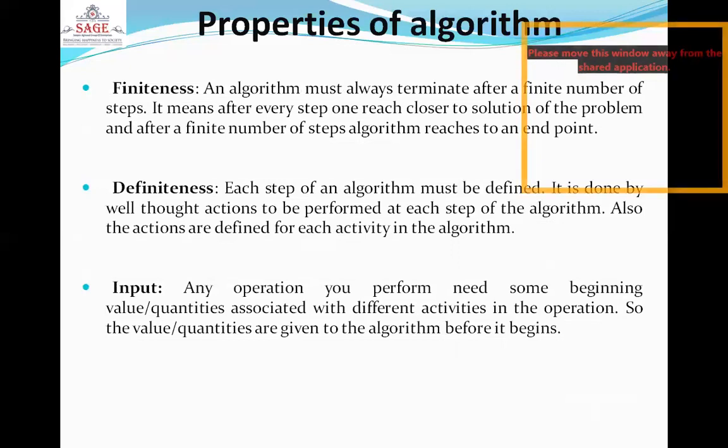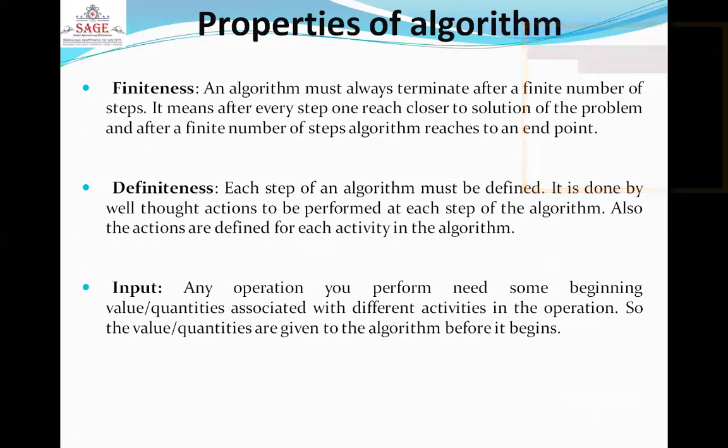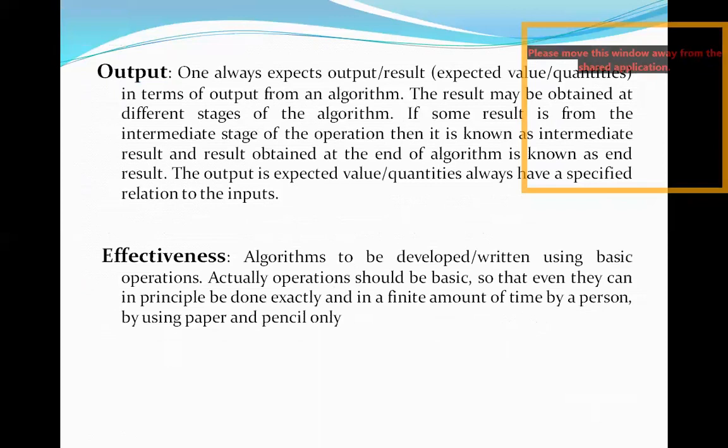What is definiteness? Definiteness: each step of an algorithm must be defined. It is done by a well thought action to be performed at each step of the algorithm. Input: the operations you perform need some beginning values associated with different activities in the operation. So the values are given to the algorithm before it begins.